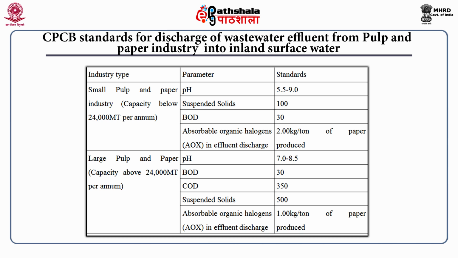For large pulp and paper mills, the pH of treated wastewater should be in the range of 7 to 8.5, BOD less than 30 milligram per liter, COD less than 350 milligram per liter, suspended solids less than 500 milligram per liter, and absorbable organic halogens in effluent discharge 1 kilogram per ton of paper produced.